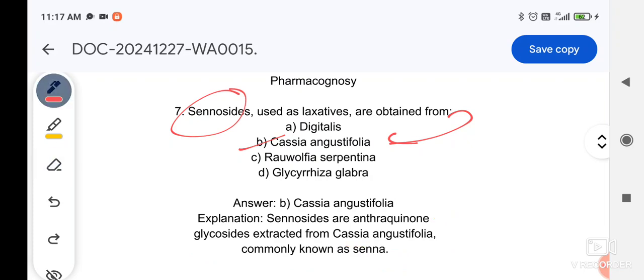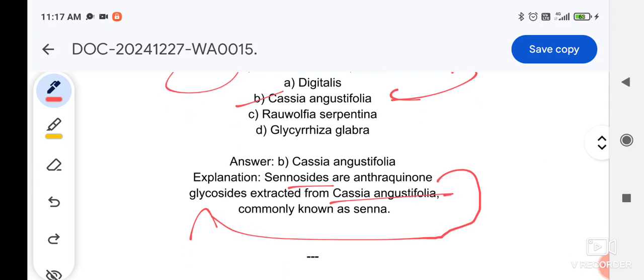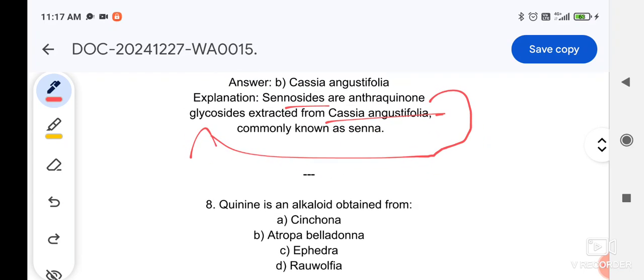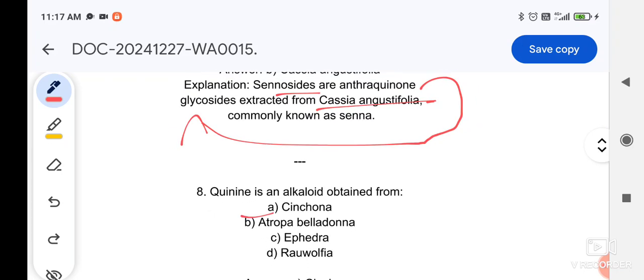So we know cyanocytes are orthoquinone glycosides. They are extracted from Cassia angustifolia. So the correct answer is Cassia angustifolia. Then we will go on to the 8th question, that is, quinine is an alkaloid obtained from: option A cinchona, option B Atropa belladonna, option C ephedra, option D Rauwolfia. So the correct answer is option A, cinchona.